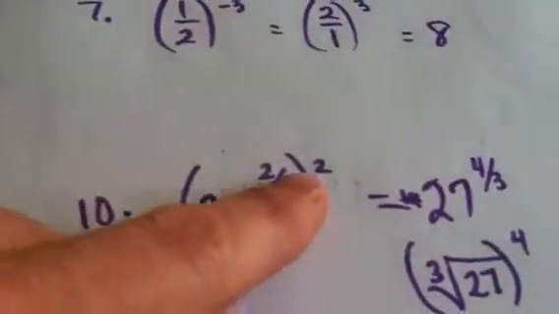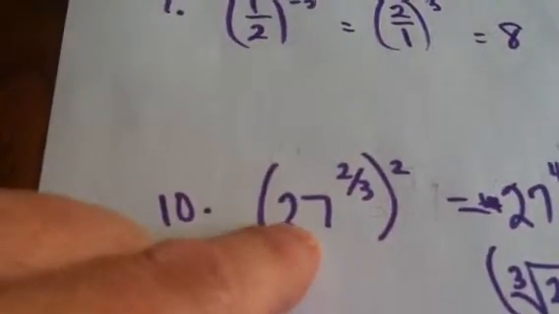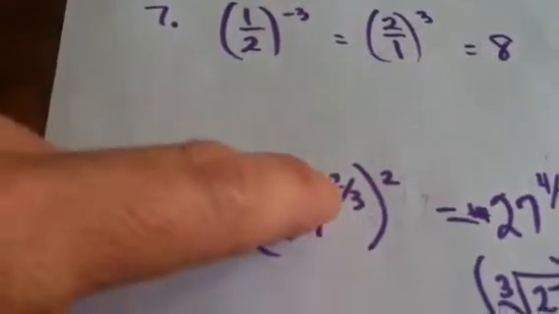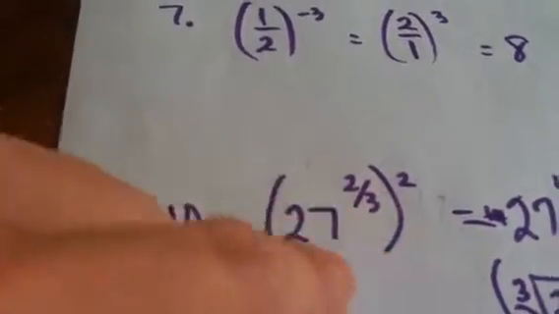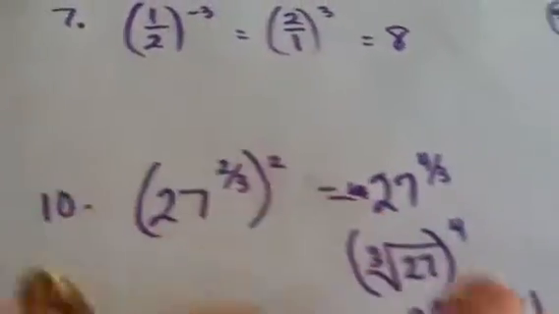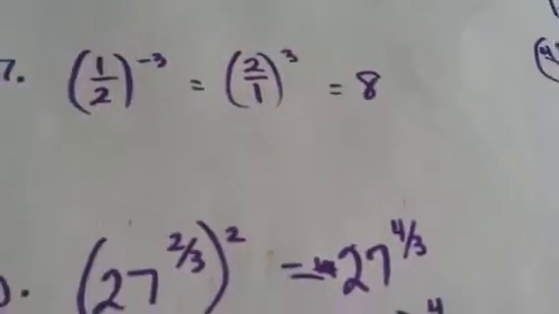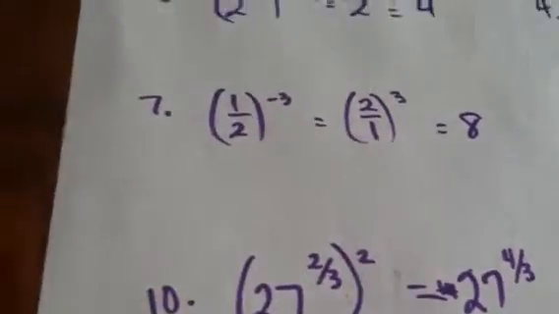And by the way, you could have even done this over here. You could have taken the cube root of 27, which is 3. 3 squared is 9. So you would have gotten a 9 in here. And then 9 squared, 9 times 9, either way, you get 81. So it doesn't really matter what order you go in on these problems, okay?